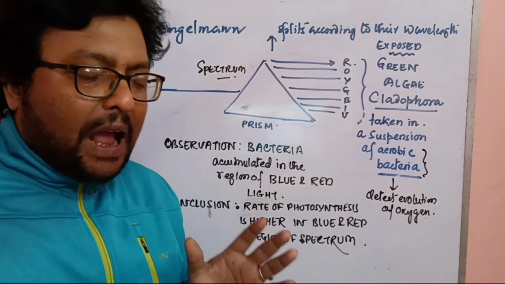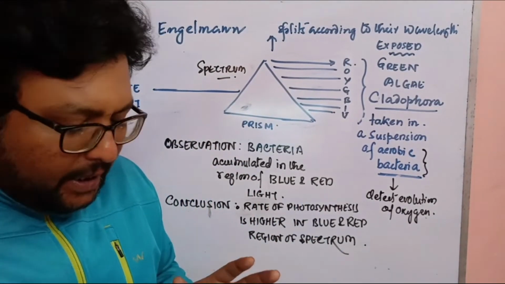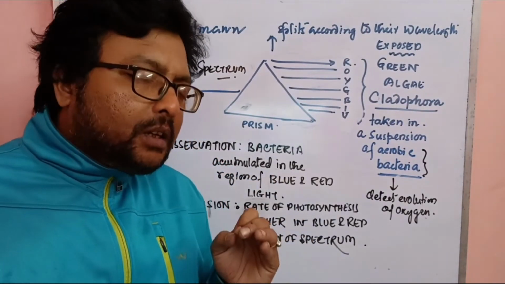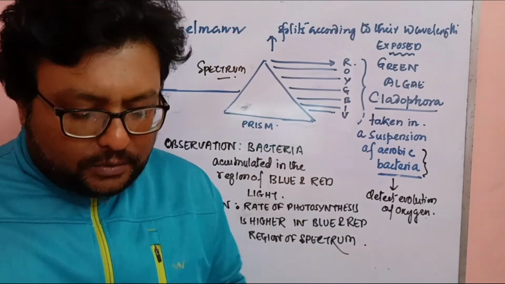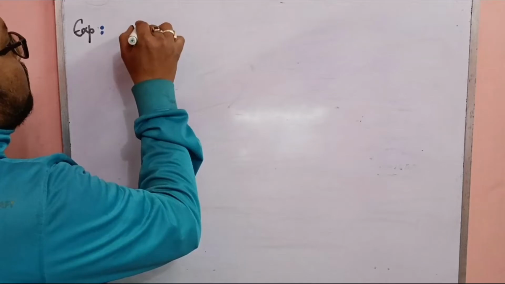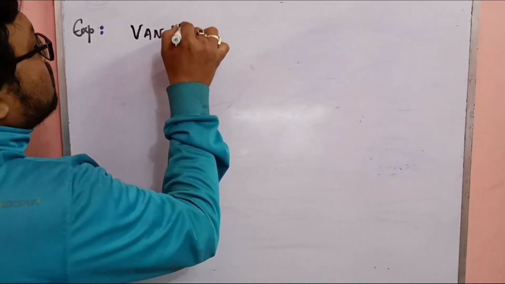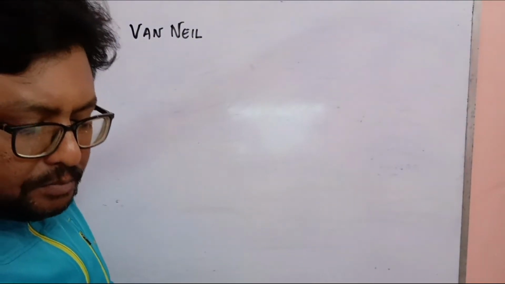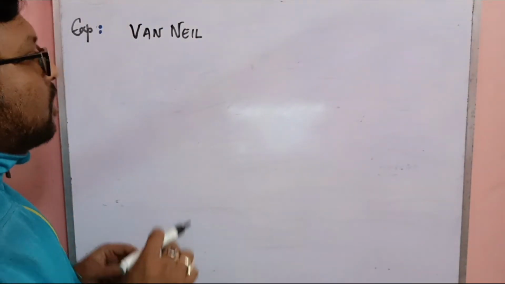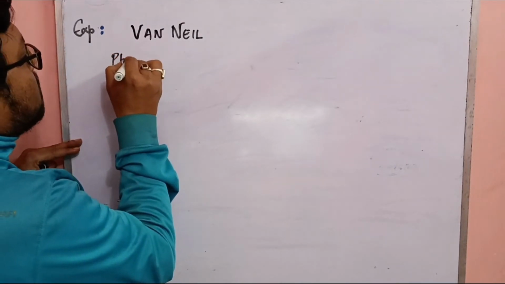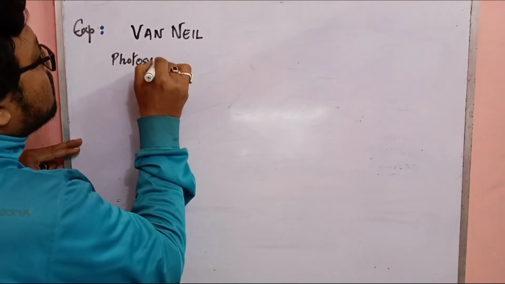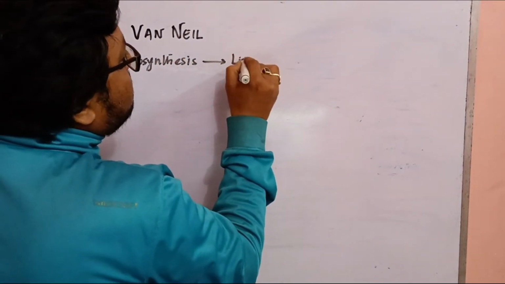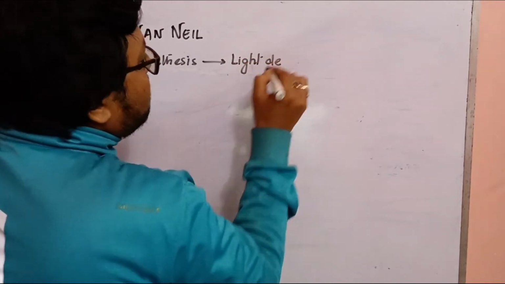Several other persons also conducted several other experiments. For example, Van Niel, okay, he conducted several experiments and he basically concluded several statements. Let us find that out. Van Niel basically concluded that photosynthesis is a light dependent process.